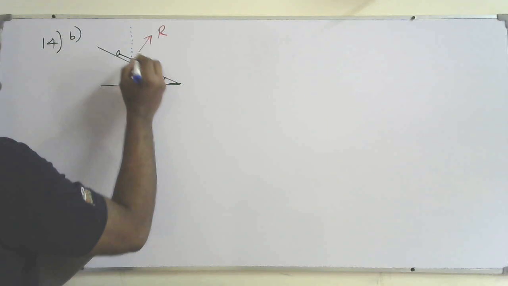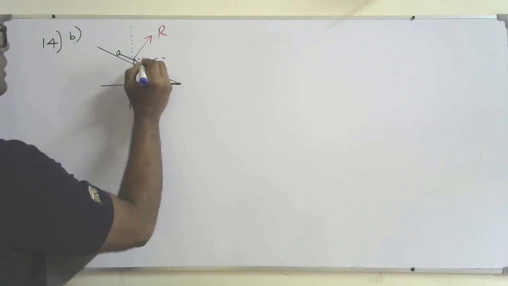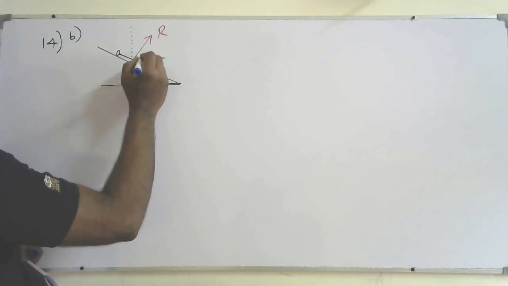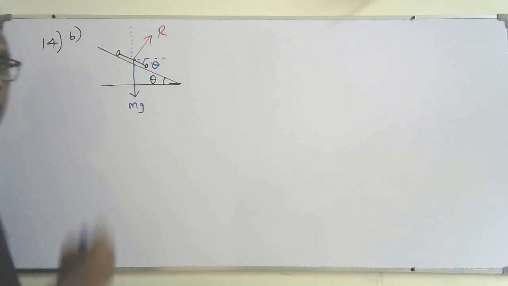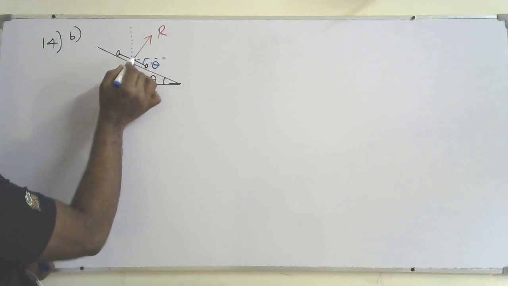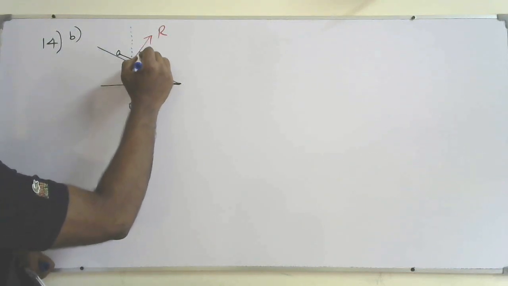So if this angle is theta, the angle with the horizontal, this angle is also theta, you know, alternate angle. So this will be this red color line. The normal reaction is perpendicular to the slope. So this is 90, so this will be 90 minus theta.